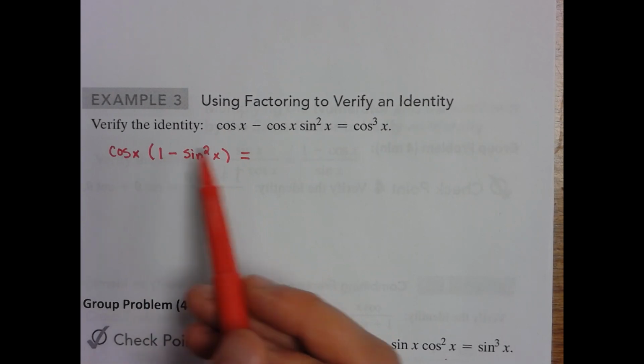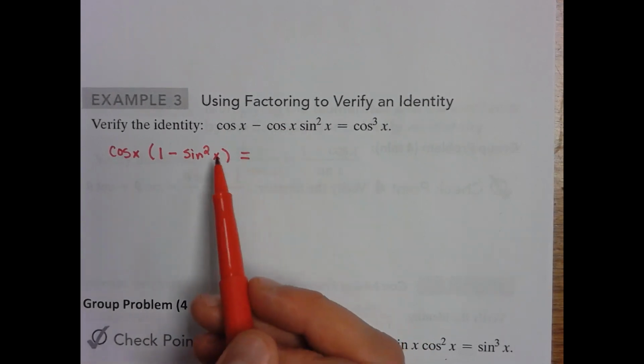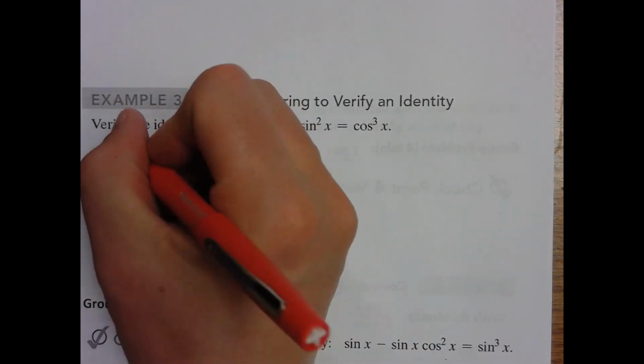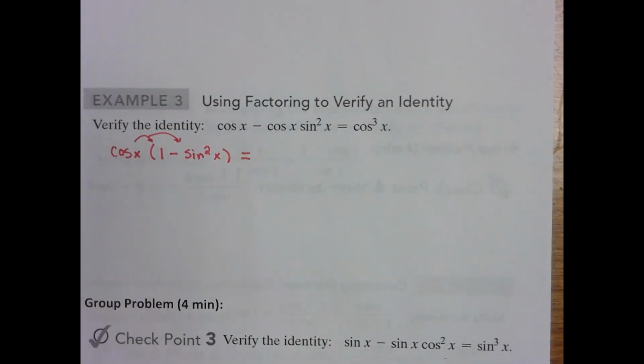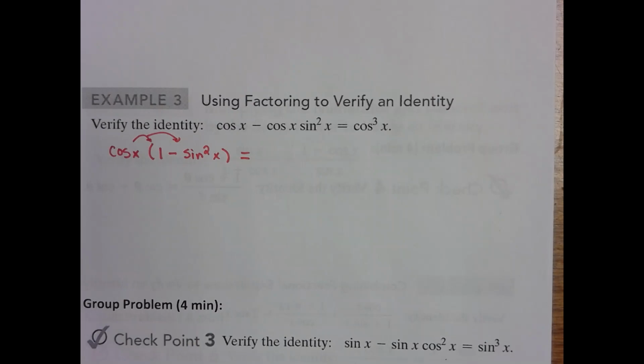Cosine times cosine is 1. Cosine of x times sine squared of x is just sine squared of x. And it's a really easy check to see if you distribute this cosine of x, does it match with where you started? Okay, and it absolutely does.